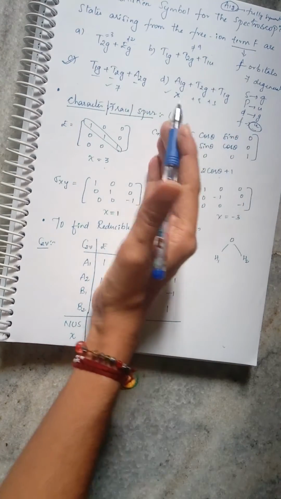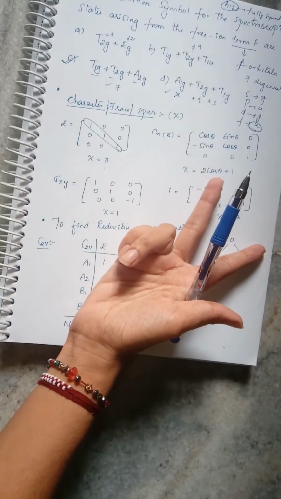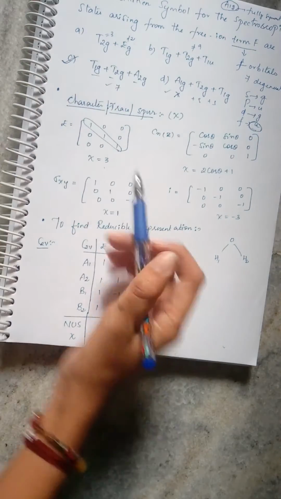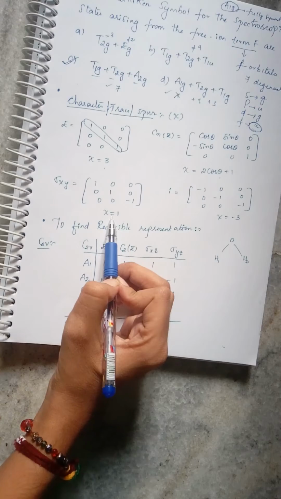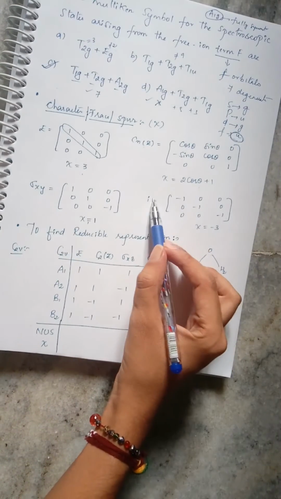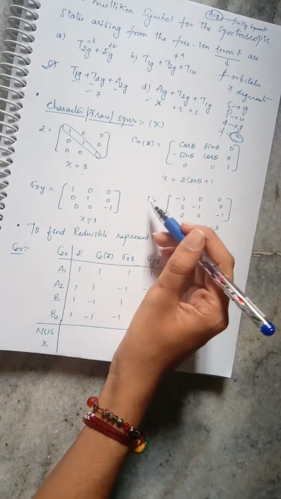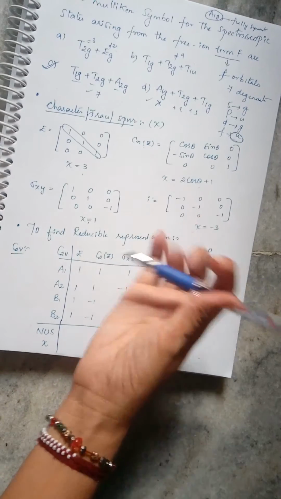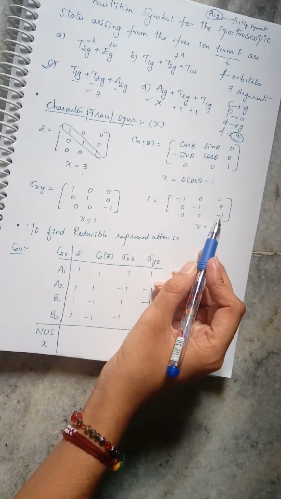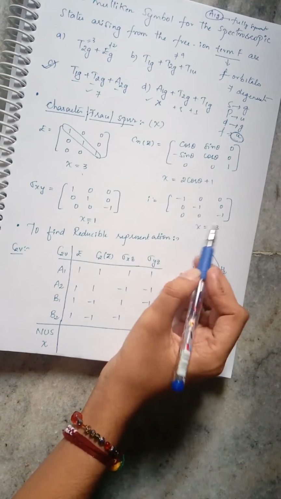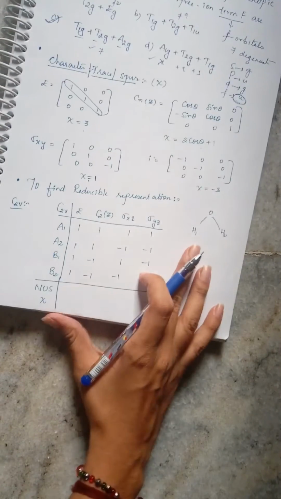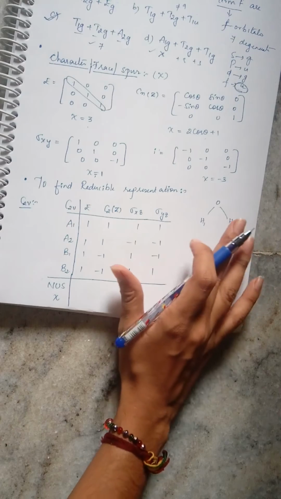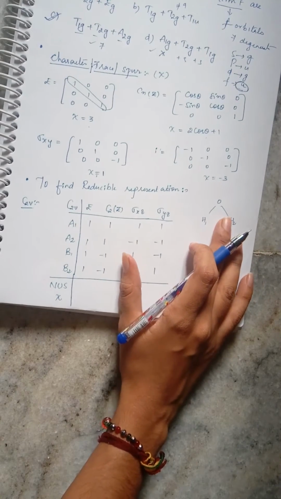When you pass a plane, like if the XY plane is passed, what happens? The Z axis will interchange. That's why Z will get minus 1 and these are plus 1 and plus 1. So the character is again plus 1. And if you perform the inversion operation, all the coordinates change, so all the characters are found to be minus 1. So chi is equal to minus 3. So let us find the reducible representation for the simplest molecule, that is the water molecule.